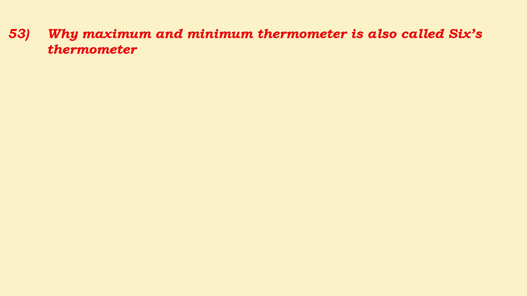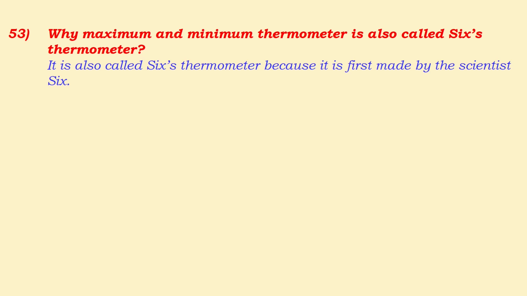Why maximum and minimum thermometer is also called Six's thermometer? Because it is made by Six. Very simple. It is also called Six's thermometer because it is first made by the scientist Six.